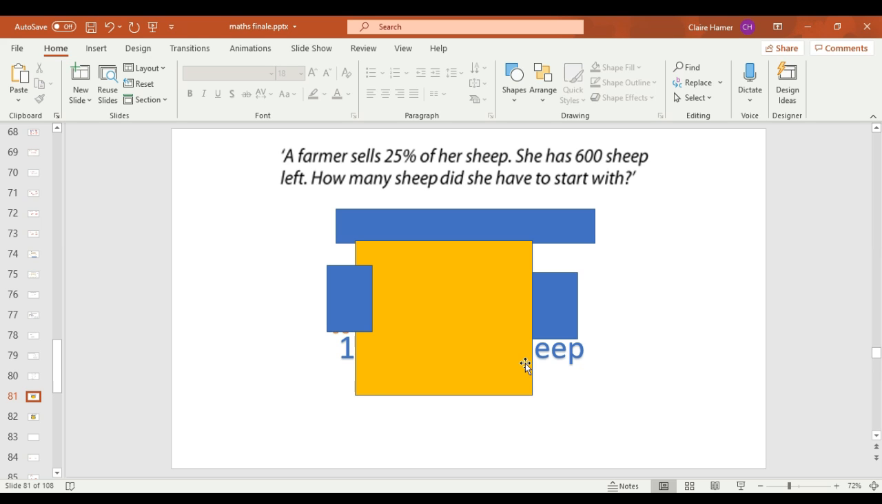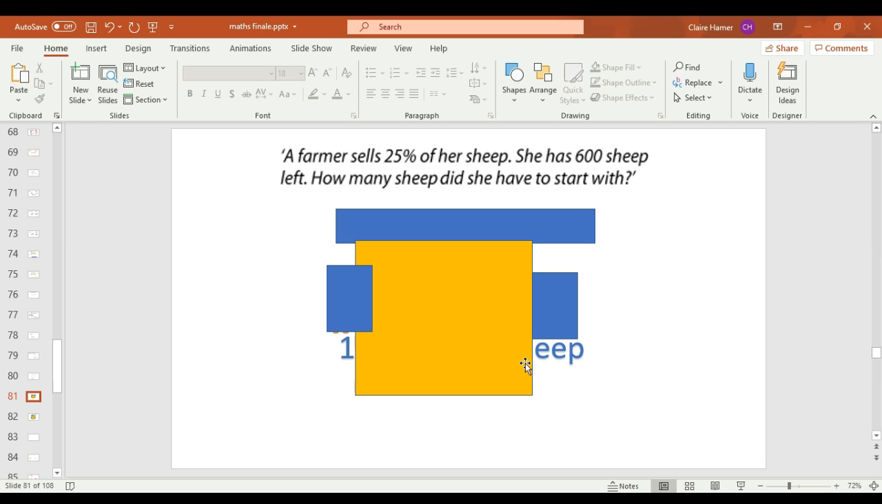Definitely the final question. A farmer sells 25% of her sheep. She has 600 sheep left. How many sheep did she have to start with? So think carefully. What percentage does the 600 sheep represent? So the farmer had 100%. She sold 25%. And now she's got 600 sheep left. So what percentage links to 600? When you've got that, write that fact down.